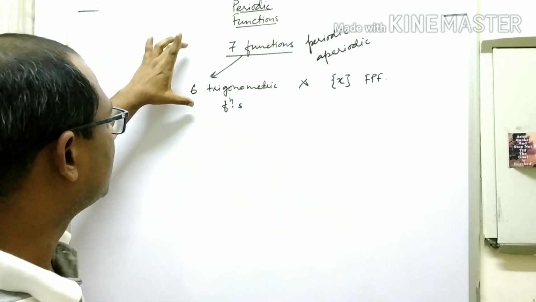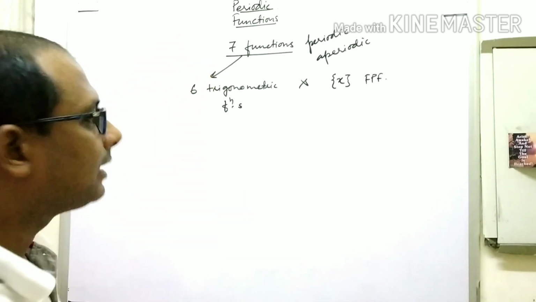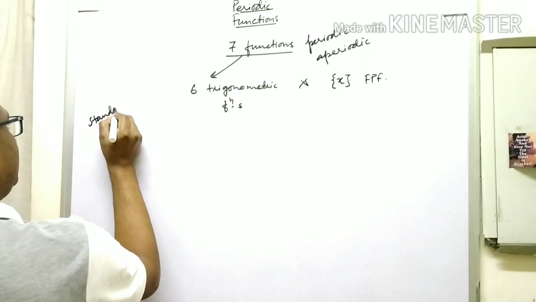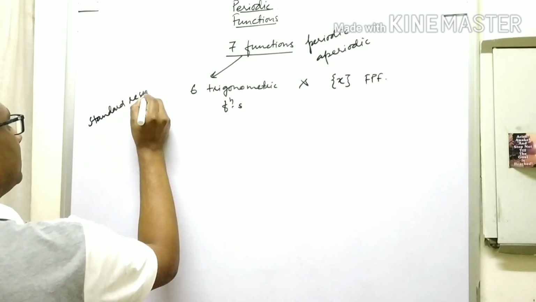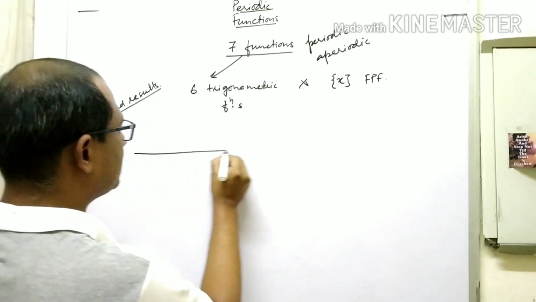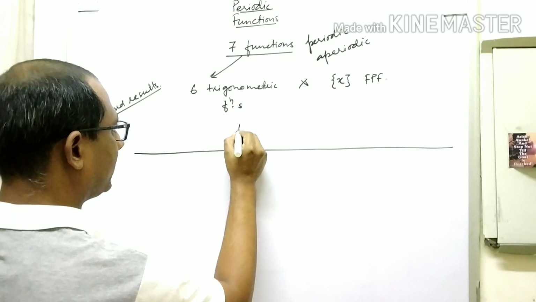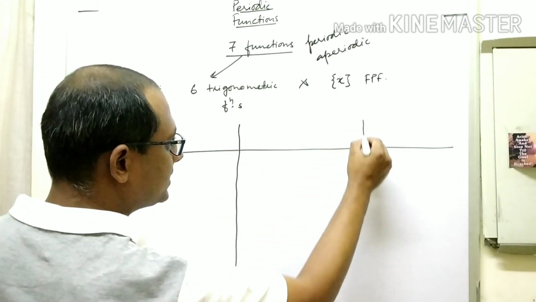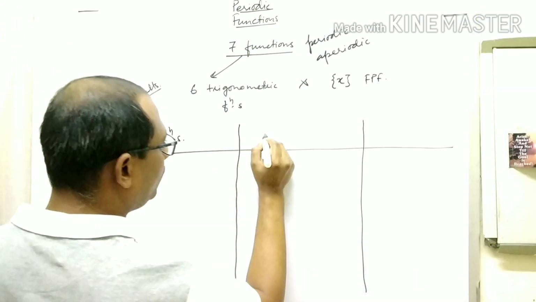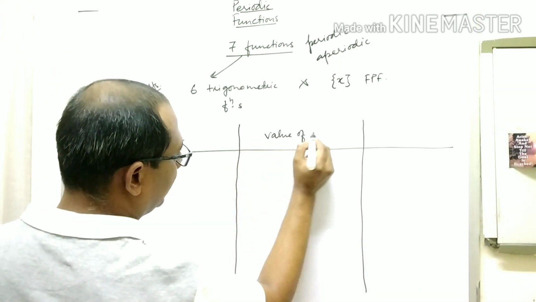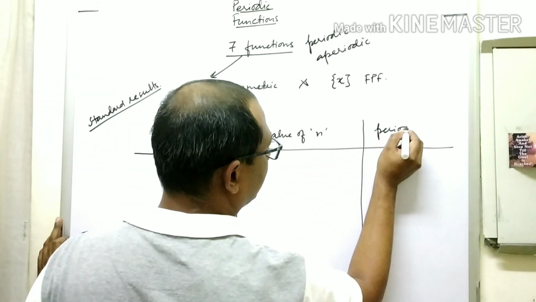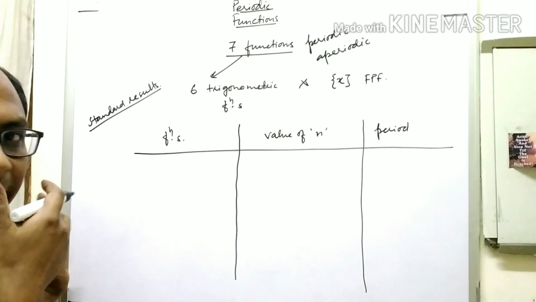So the first thing we need to know is this. Then we'll try to remember some standard results. For that I'm making one table. This table will help us remember a few standard properties. So I'm writing here the functions, the value of n, some values of n will come, and we'll try to write the period if at all they are periodic.